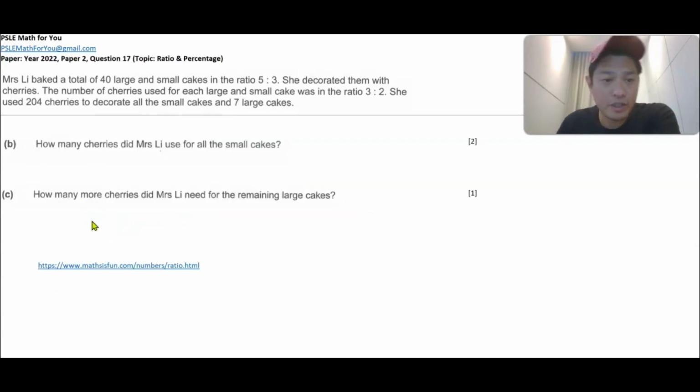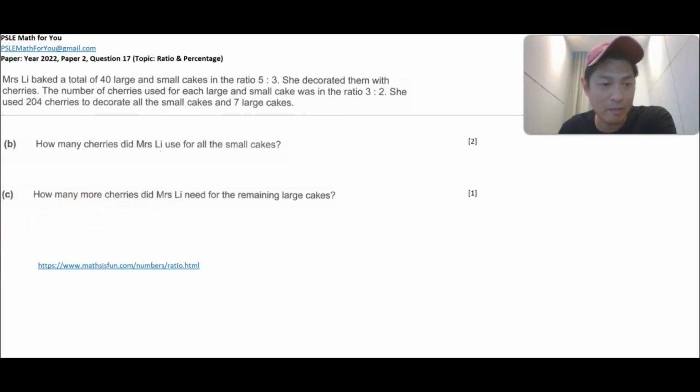Okay, the last part of the question, how many more cherries did Mrs. Lee need for the remaining large cakes? Because in the question, it did say that she only decorated 7 large cakes. So if I were to ask you how many large cakes were not decorated, could you figure that out based on what we've done so far? So basically, I know there are 40 cakes in total, 15 small cakes. So therefore, large cakes, we have 25, right? And of 25, 7 are decorated, and therefore we have 18 that are not decorated.